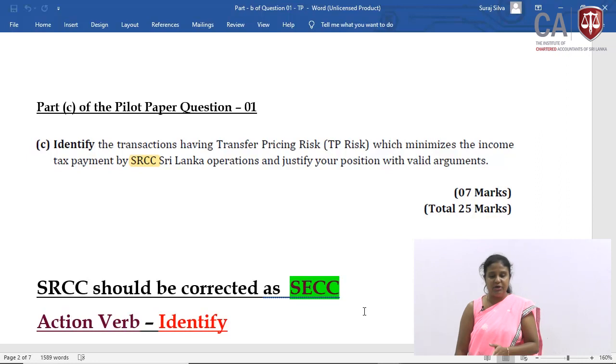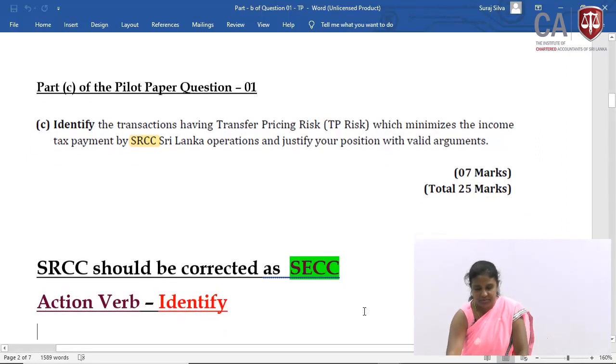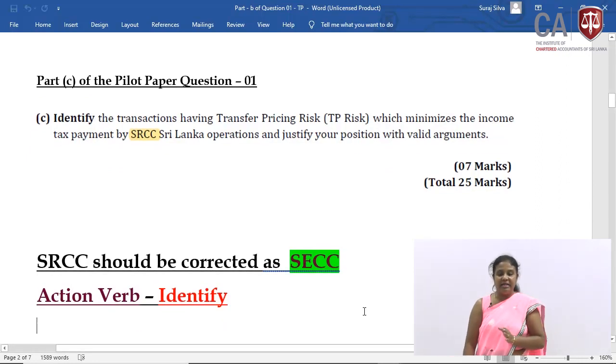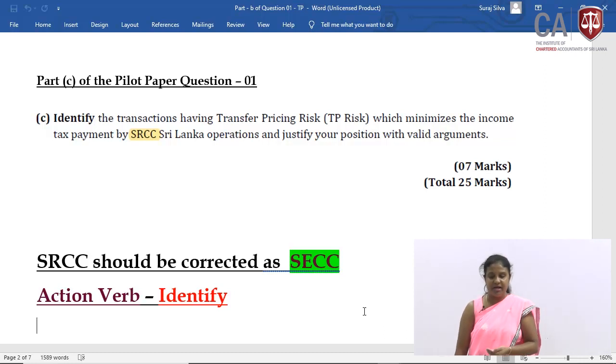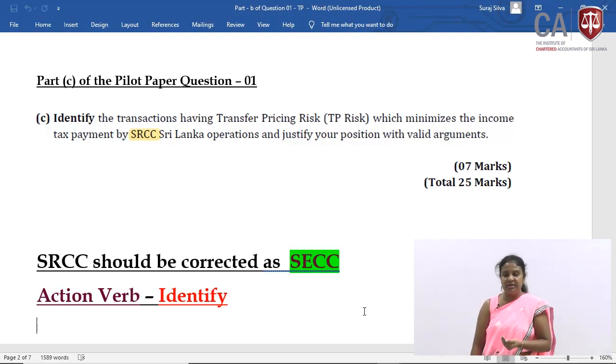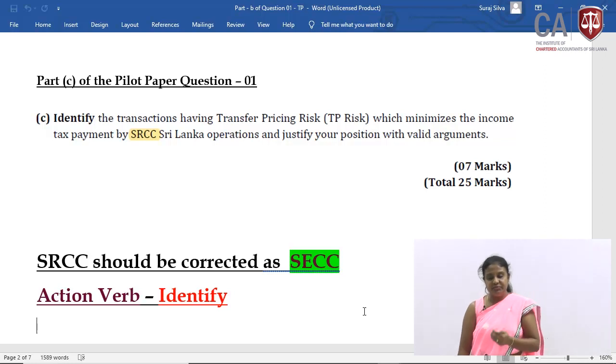This is part C of the pilot paper question 1. Part C: identify the transactions having transfer pricing risk, TP risk, which minimize the income tax payment by SECC Sri Lanka operations, and justify your position with valid argument.